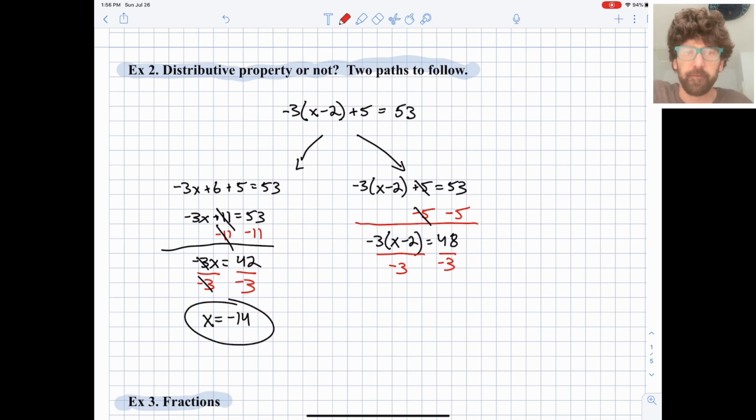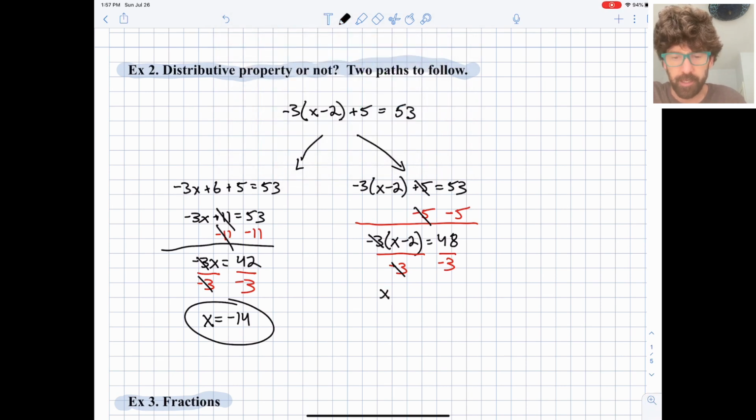But keep in mind, if you're following this method, we needed to have subtracted the 5 first. If we were to divide by negative 3 first, that 5 would turn into a negative 5/3. It would still be mathematically legit, but it would be somewhat tricky. So let's continue with this process.